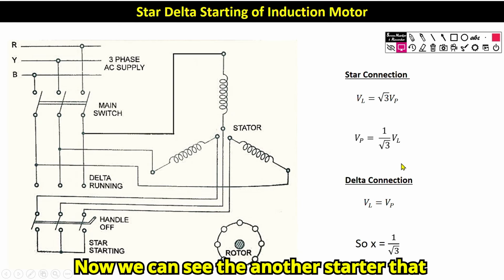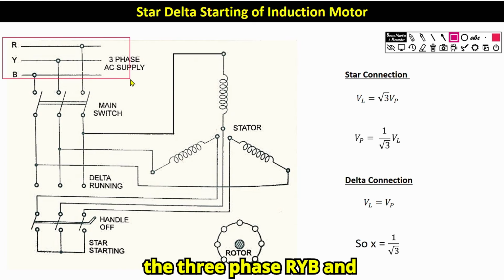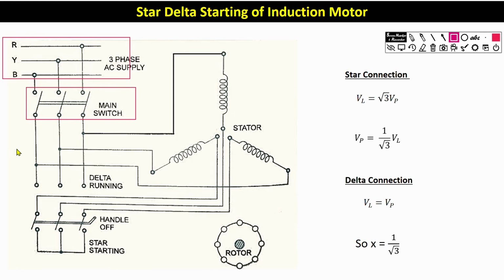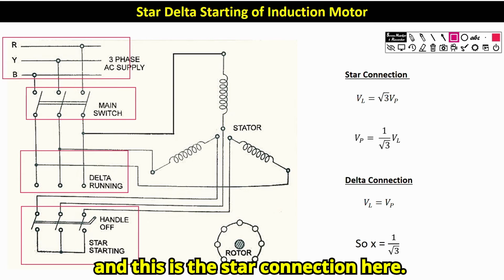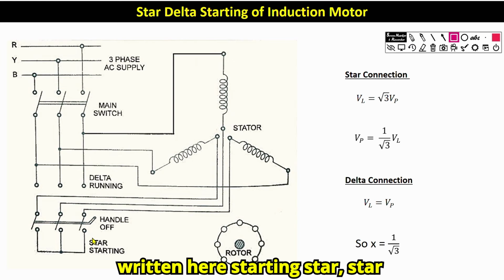Now we can see another starter, that is the star delta starter. You can see this is the three phase RYB, and this is the main switch, and this is the delta connection here, and this is the star connection here. Okay, you can see one more thing we have written here: starting star, star starting.